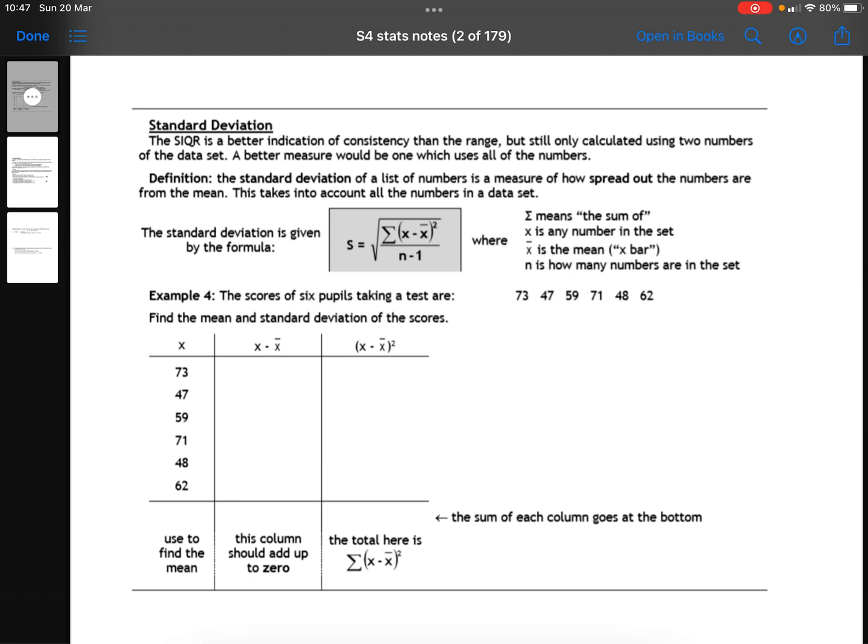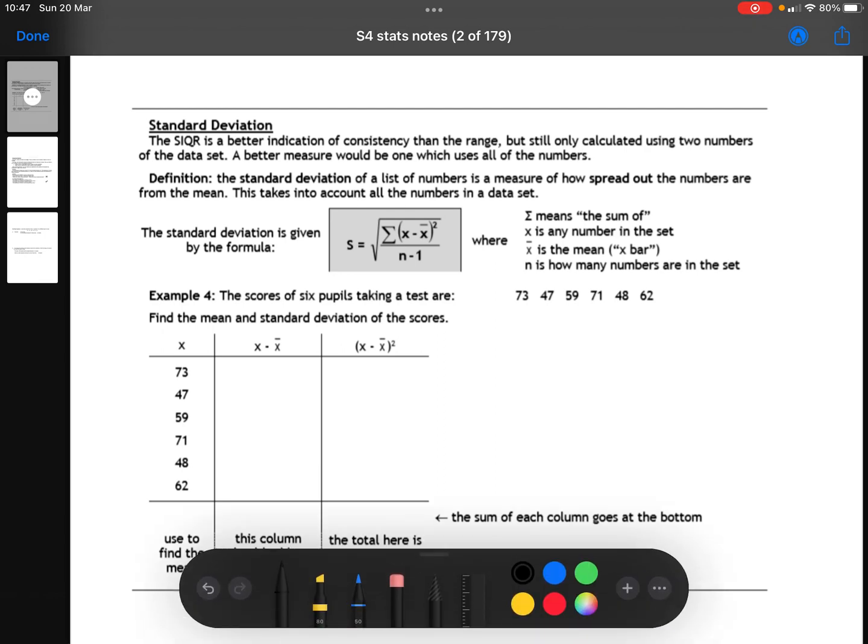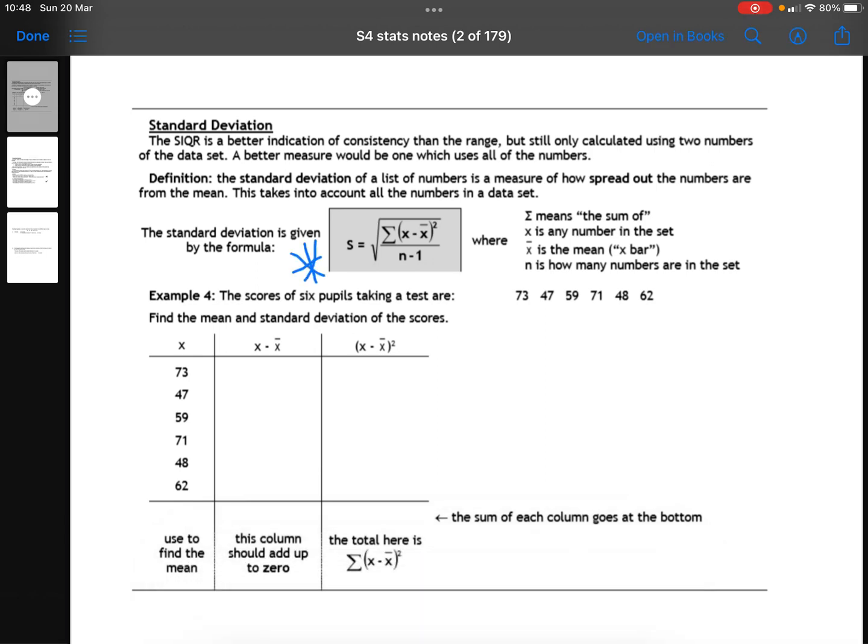Okay, so the standard deviation, if we read our little blurb at the top, is an indication of the consistency within a set of data. Okay, so it tells us how spread out a set of data is. Now the formula that is in the grey box here, you are given in your formula sheets, you do not have to remember it. And I'm going to take you through the process of how we are able to use this formula to calculate the standard deviation of a set of numbers.